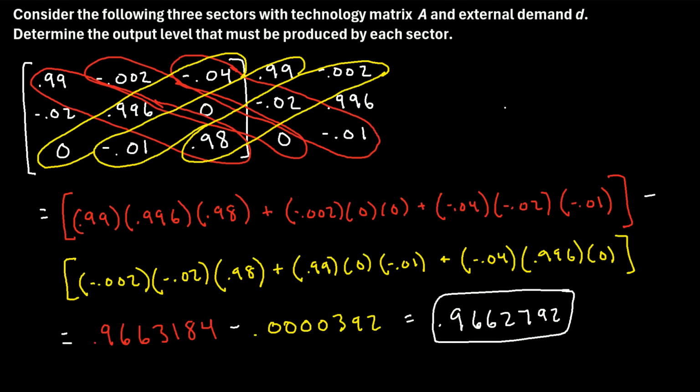After we perform all of those multiplications, we end up with a determinant of 0.9662792. So remember we said that to find the inverse of this matrix, we use the formula 1 divided by the determinant times the adjoint. We just found the determinant, so now we need to find the adjoint of this matrix. So here's how we can do that.